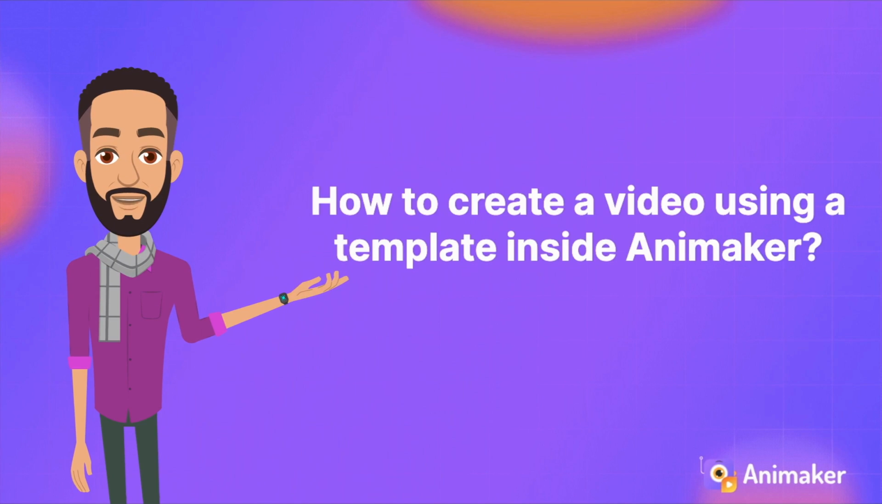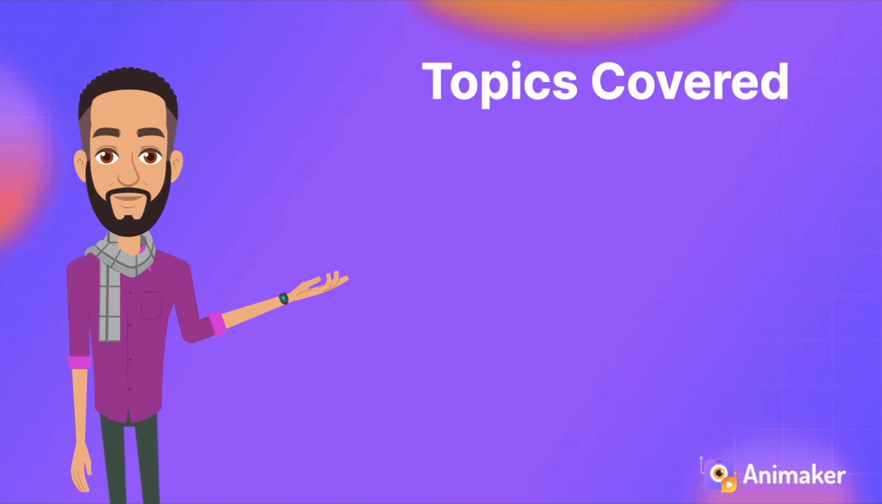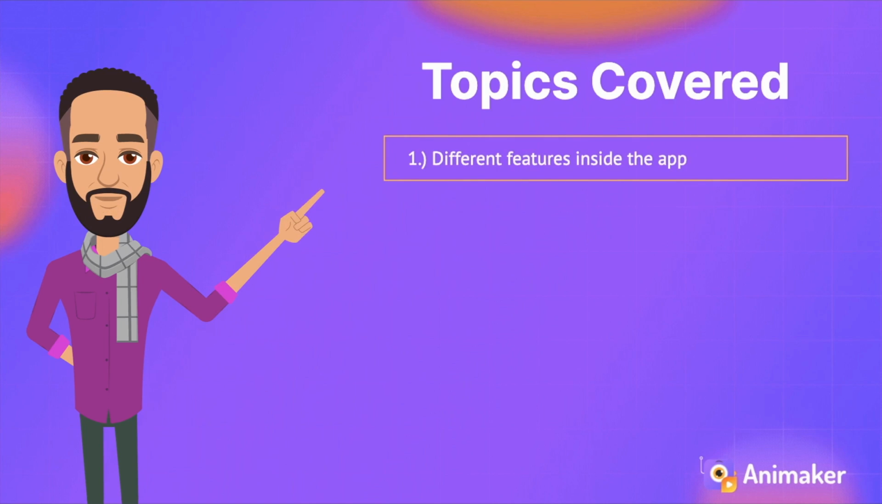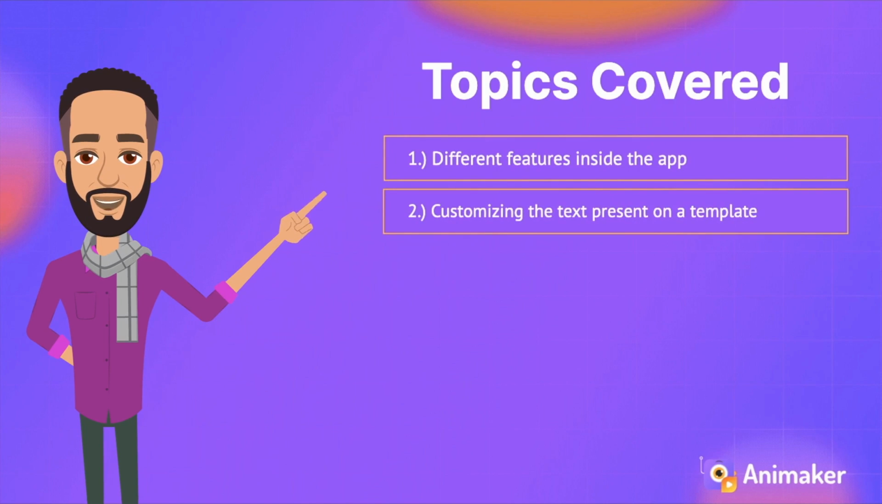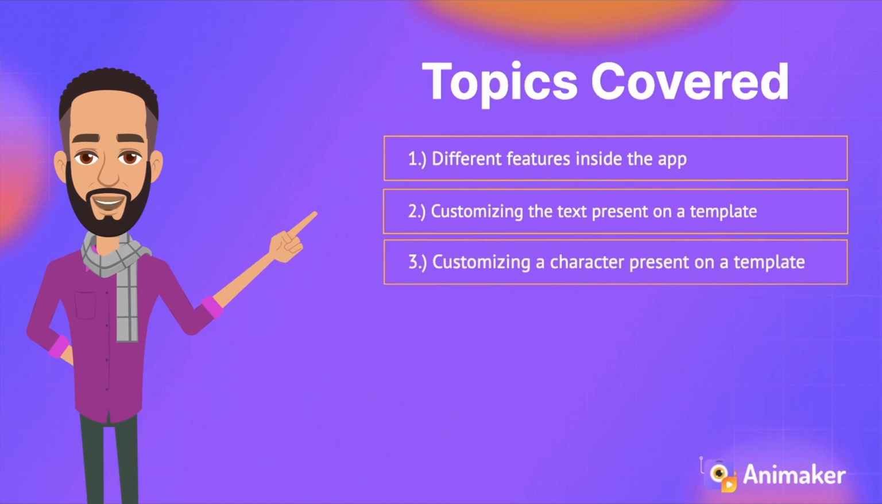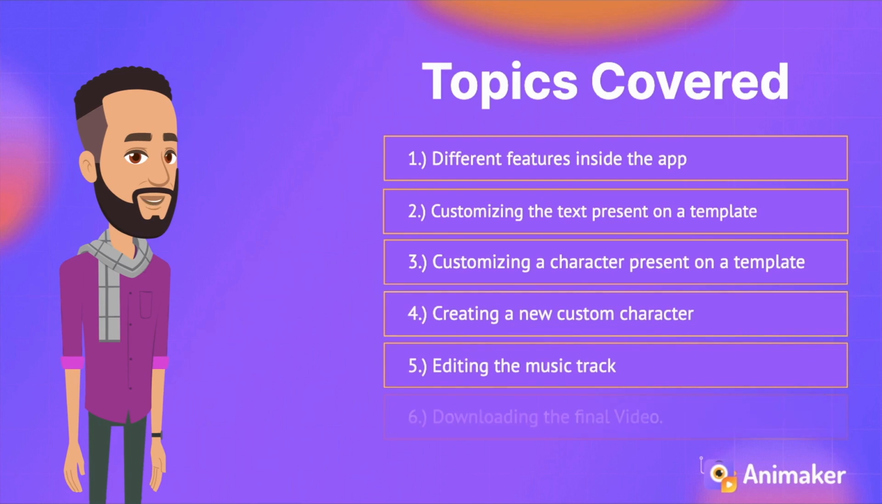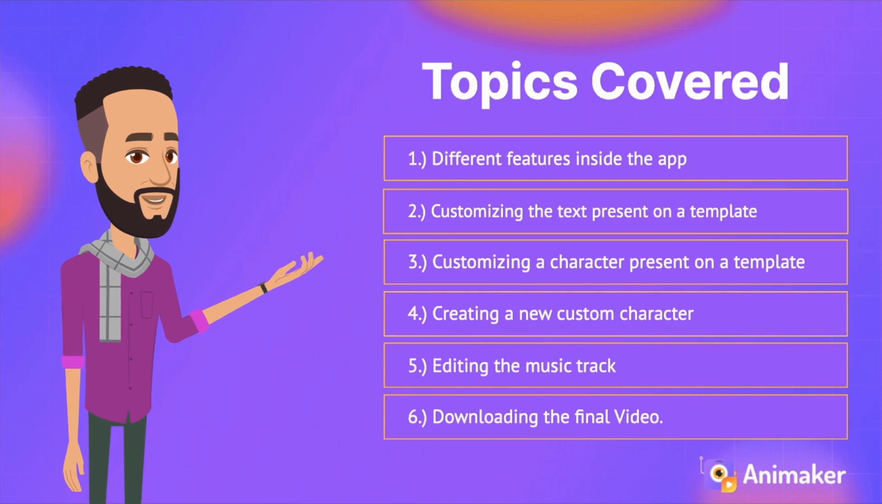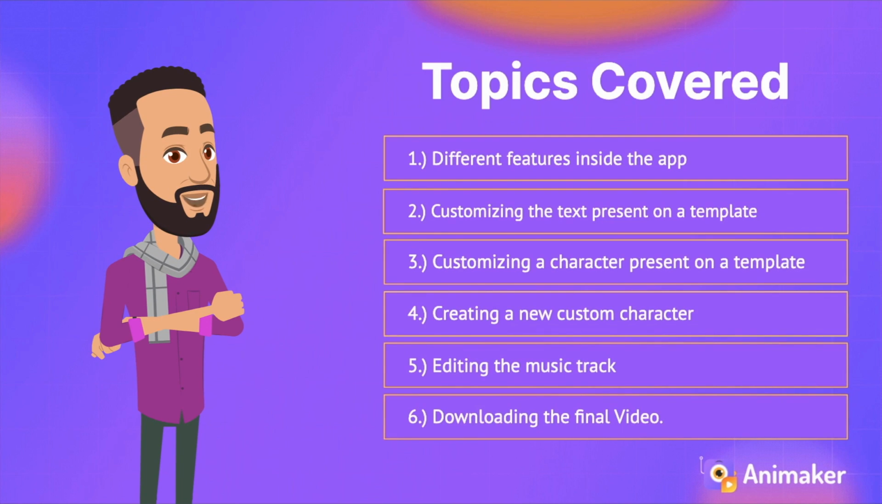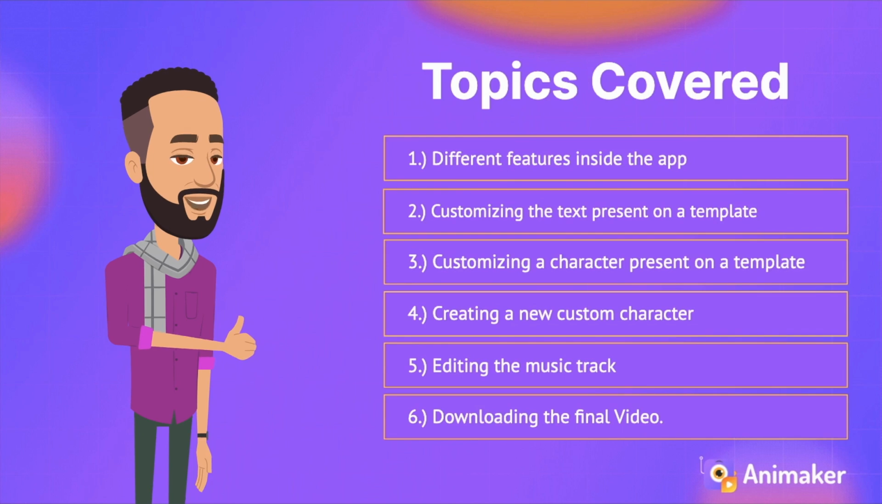In this tutorial, we'll teach you how to create a video using a template inside Animaker. In the process, we'll be covering different features inside the app, customizing the text present on a template, customizing a character present on a template, creating a new custom character, editing the music track, and downloading the final video. At the end of this tutorial, you'll be able to create your first Animaker video. Are you excited? Come on, let's get started.